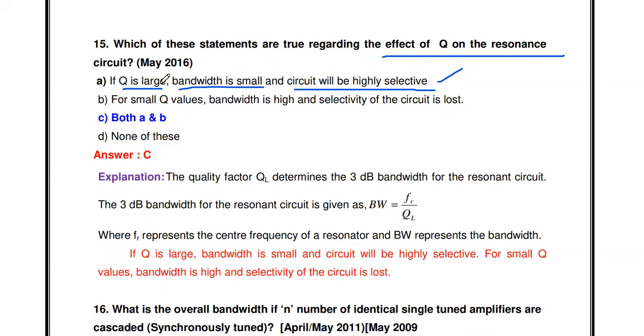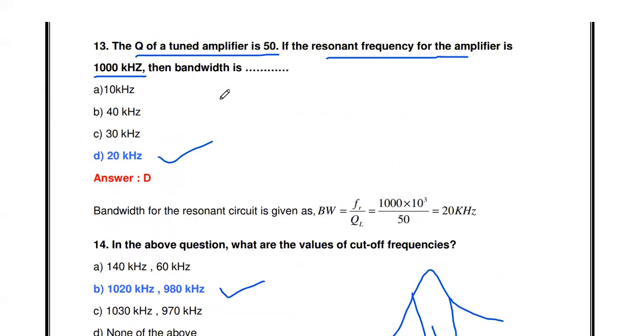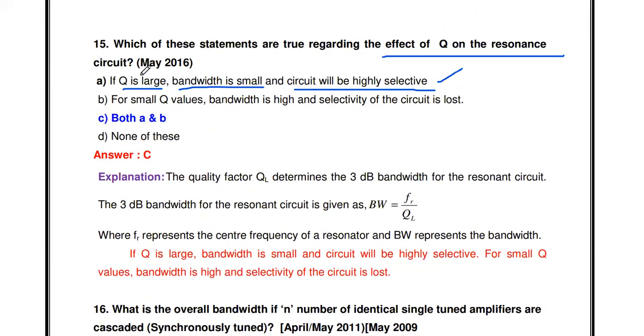If the quality factor is large, the bandwidth is small, since you know the relation between Q and bandwidth. What is the relation? Bandwidth is equal to FR by Q. So if Q is high, bandwidth is small, so the circuit will be highly selective. Similarly, for a small value of Q, bandwidth is high, so the selectivity of the circuit is low. This is also correct. So both A and B are correct statements.